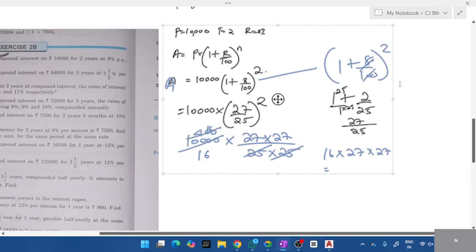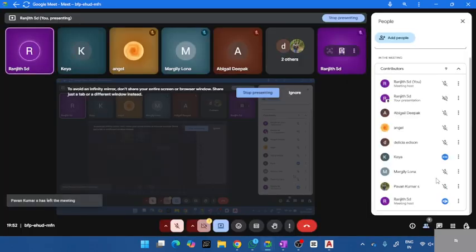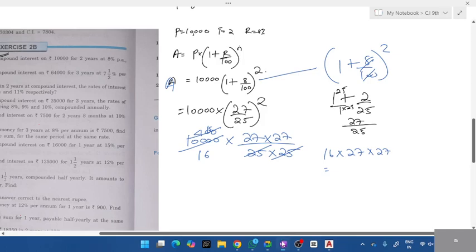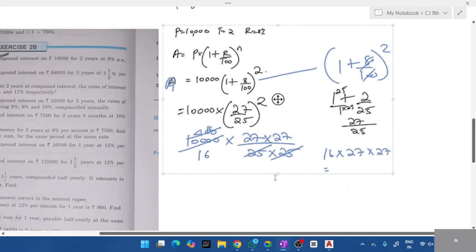Fine, Bhargavi, but are you solving the questions? Bhargavi, Kia, is Kia online? Okay. Bhargavi, I don't know whether you're attending. What is that? Could you please repeat the sum? Which one? The entire thing? Rejoin, Bhargavi. Check your connection, mic, and rejoin.